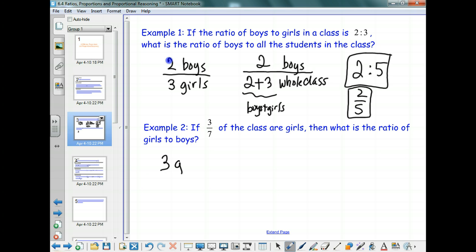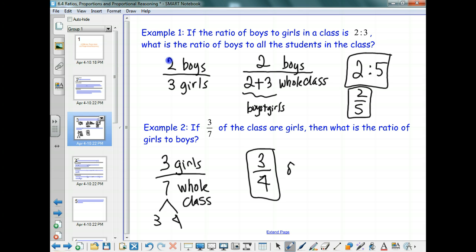This is 3 girls compared to 7 in the whole class. Again, that doesn't really mean there's 3 girls and there's 7 people, but somehow it could have reduced to the 3 to 7. So what is the ratio of boys to girls in a class? 3 to 4. And we're getting that because we know that 3 and 4 make up the 7, and 3 represent the number of girls, so we have 4 for the boys. So this would be a 3 to 4 ratio. Or you could write it like this for girls to boys.